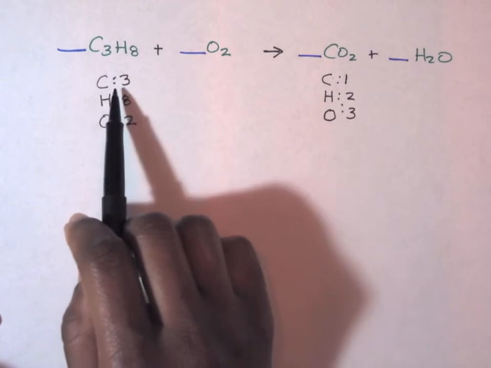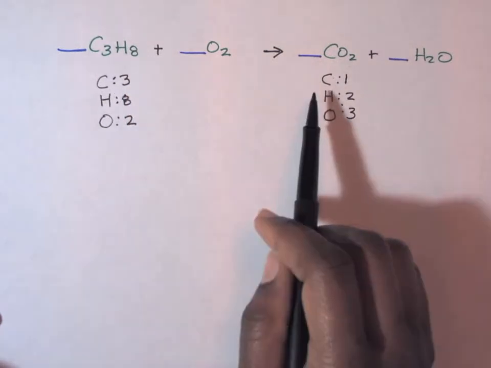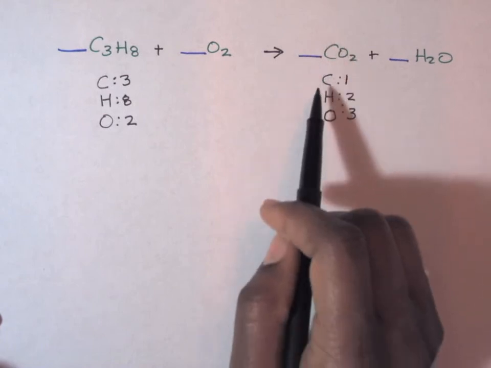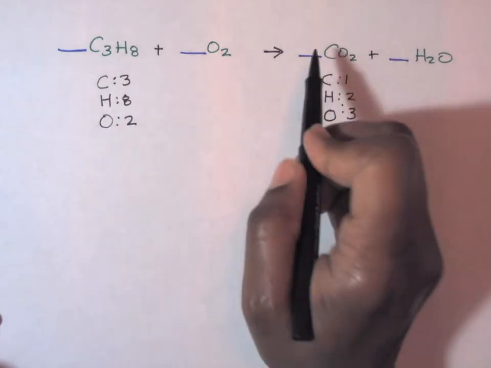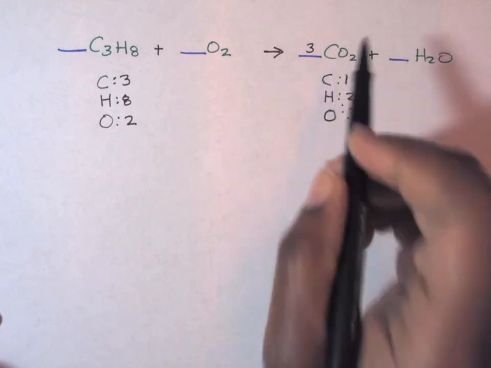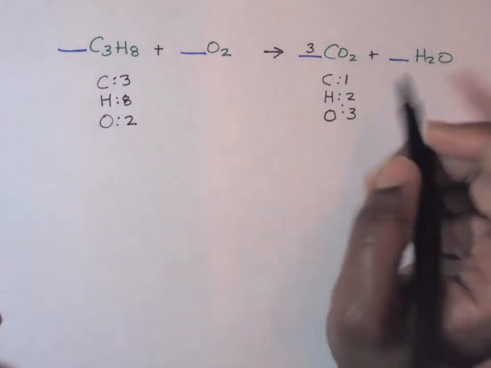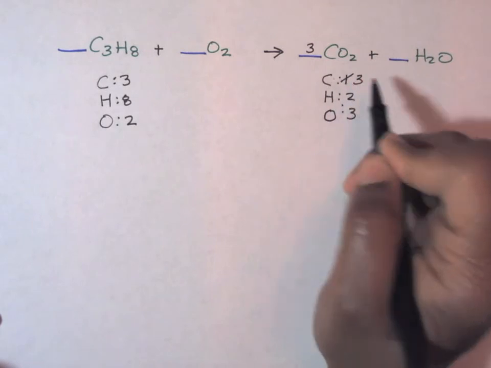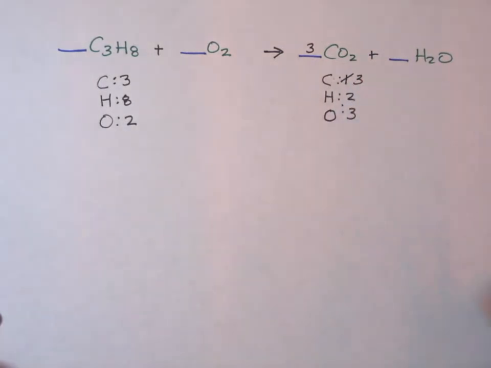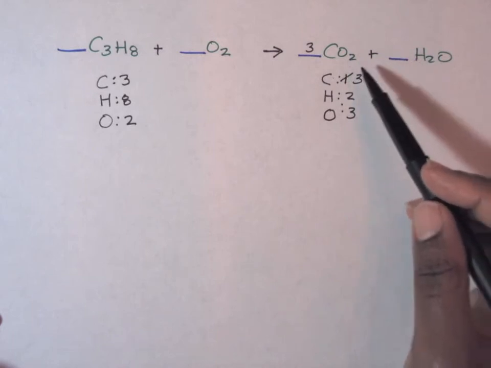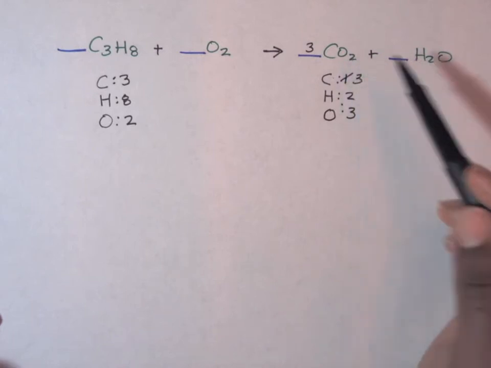So I have 3 carbons on the reactant side, 1 on the product side. So I'm asking myself, well, what coefficient can I put in front of CO2 to get there to be 3 carbons? And that, of course, would be 3. I need 3 CO2 molecules in order to get 3 carbon atoms on the product side. All right, so that changes my number of carbons. But since CO2 is a compound, it's going to change the number of other elements as well, and that other element being oxygen, of course.